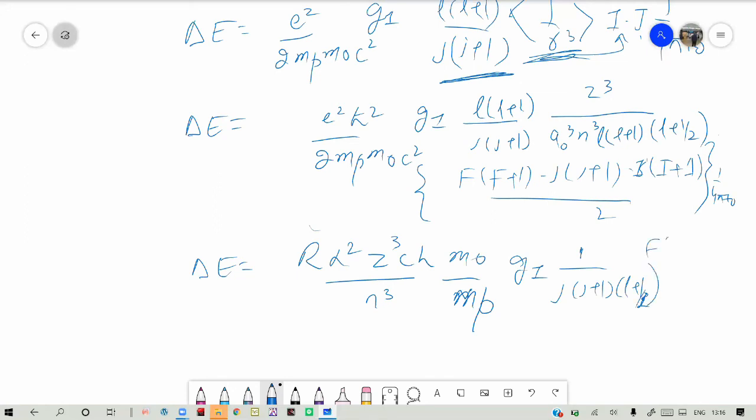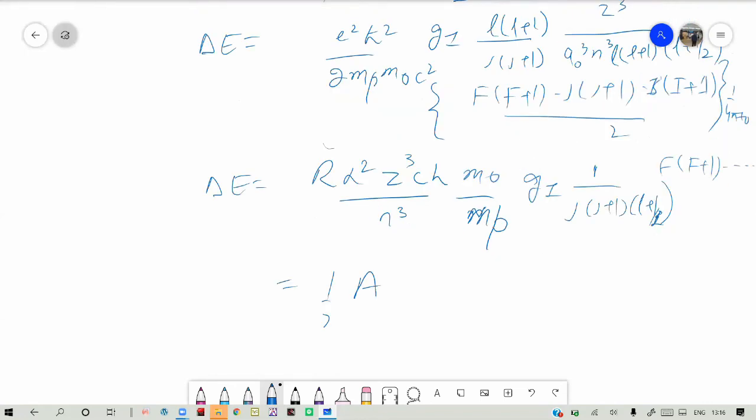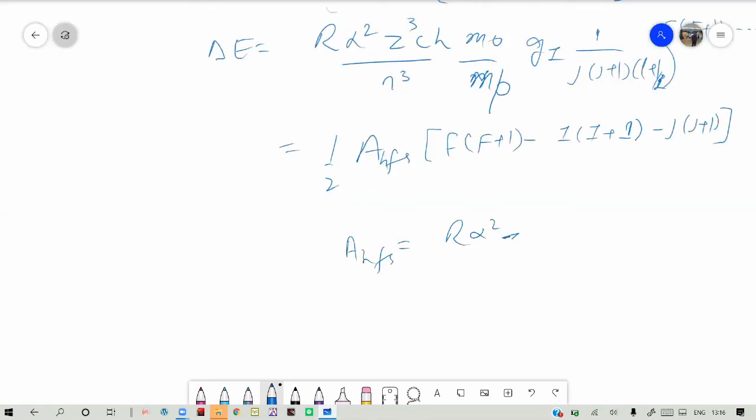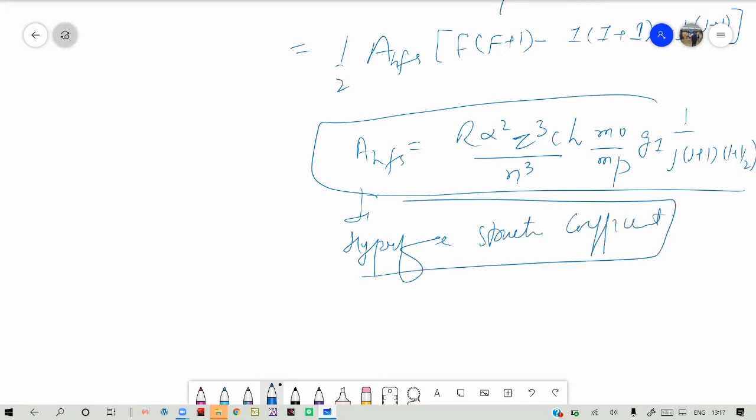If we say F into F plus 1 minus this whole term, why have I put this? It can be written as 1 by 2 A, the hyperfine structure term. And this A hyperfine structure term is given by this, the hyperfine structure coefficient. Like we have the fine structure constant.